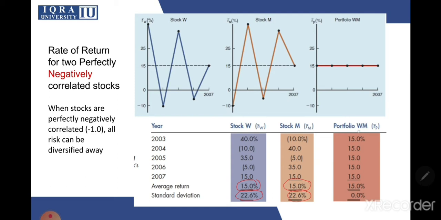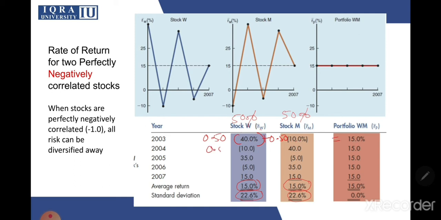So if you invest 50% of your amount in stock W and 50% of your investment in stock M, then you can calculate the average return in every case. You can see that over here the return is 15% in each and every case. Now how did this 15% come? They have simply multiplied by the weight. So 50% of your investment is in stock W plus 50% of your investment in stock M. Multiply both of these values and add them, it will give you 15%.